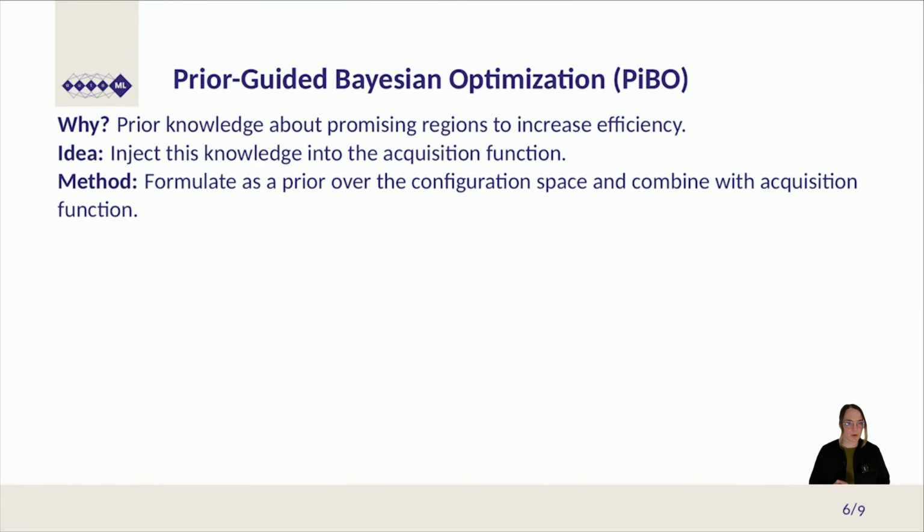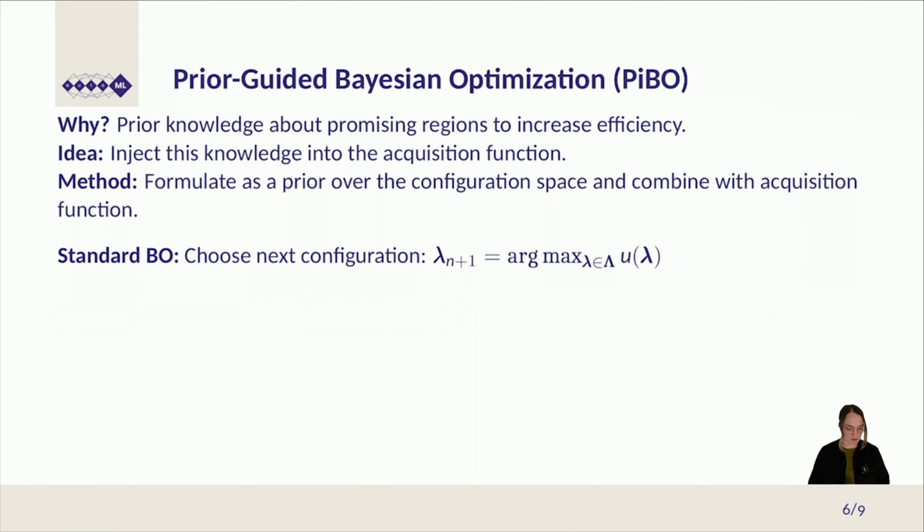Why that? Because we often do have prior knowledge about what regions in the search space we expect the optimum. And we want to inject this knowledge into the acquisition function. The method for that is we formulate our prior over the configurations. So we define a function on where we expect the optimum to be and then merge this with the acquisition function. And the idea is that we can still run the standard Bayesian optimization loop, but in a slightly modified way with our additional prior.